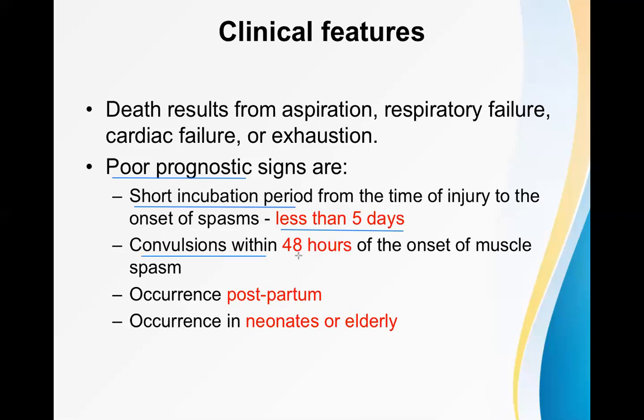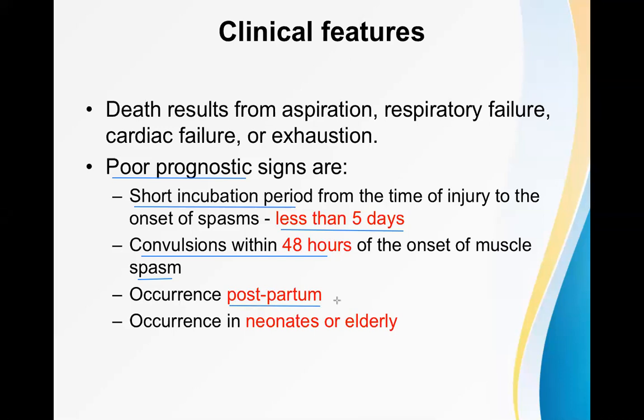Convulsion, which occurs within 48 hours of the onset of muscle spasm, is a poor prognostic sign. If a postpartum lady develops tetanus, this is a poor prognostic sign. We all know what is postpartum, isn't it? What is postpartum? Sir, it's after delivery. After labor. After delivery, sir, like immediately after birth or something. Exactly, you can say after delivery. Okay, fine, you can say after delivery or after giving birth to the baby.